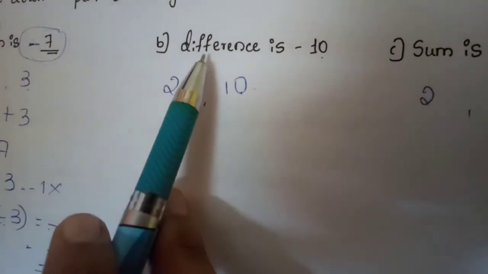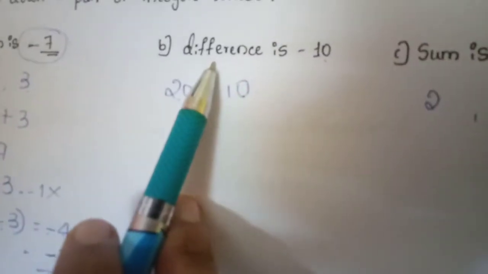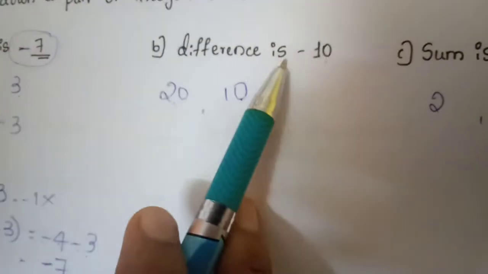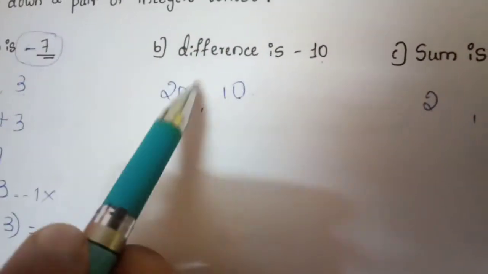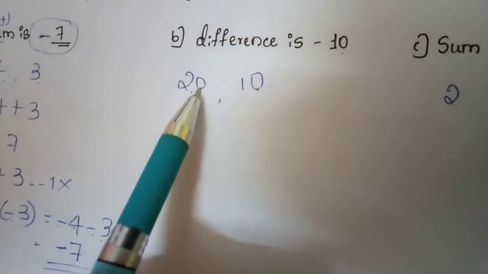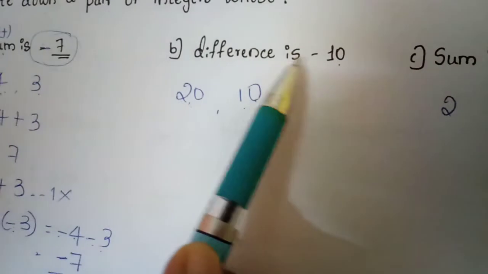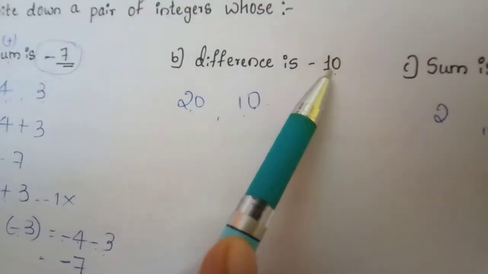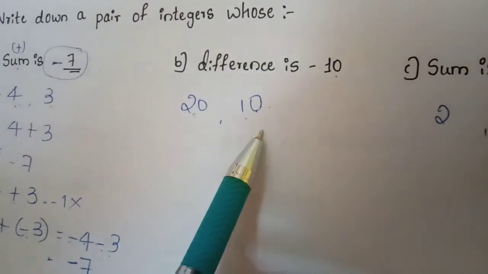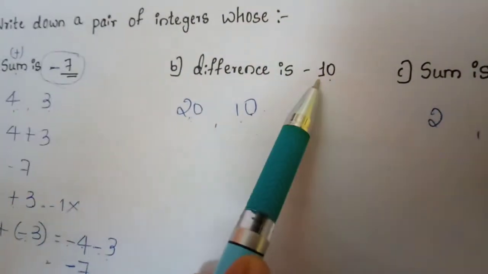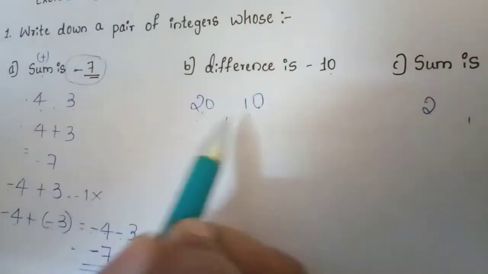So the second sum, that is difference, is minus 10. Difference means minus. We need to subtract two numbers and get minus 10 as an answer. So I have taken two integers now, 20 and 10. You can take any numbers which give minus 10 as an answer. There are no fixed integers that we need to take, 20 and 10. You can take any numbers to get the answer as minus 10.